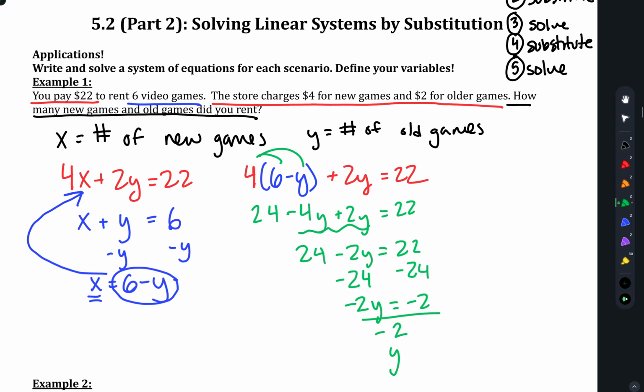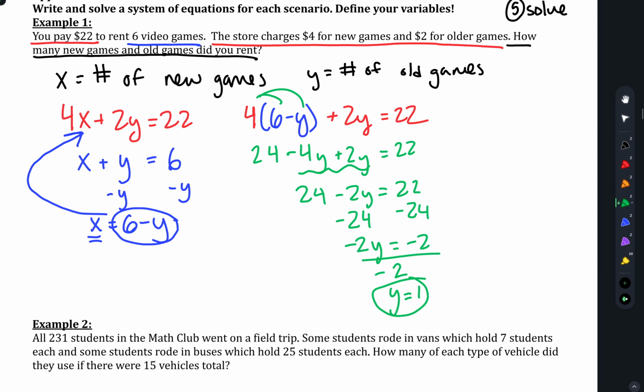I'm doing a lot of solving here. There we go. Y equals 1. So there's all my solving steps. I'm good to go. Now I rinse and repeat.